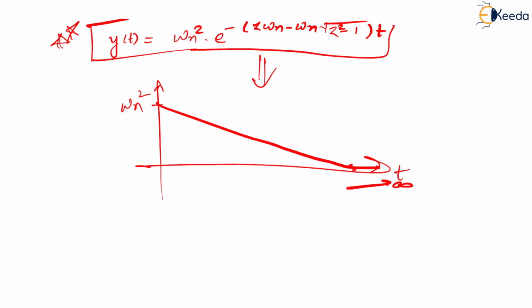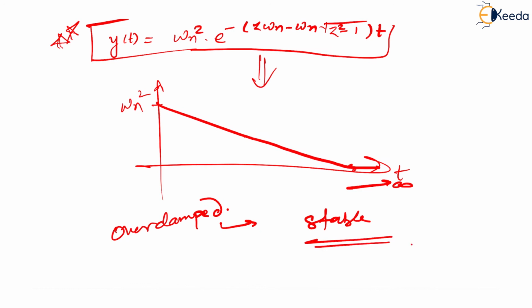So at the end we can say that the unit impulse response, UIR, of a standard second order system which is operated in over damped condition is always stable. So this particular topic, the unit impulse response of a standard second order system, ends here.